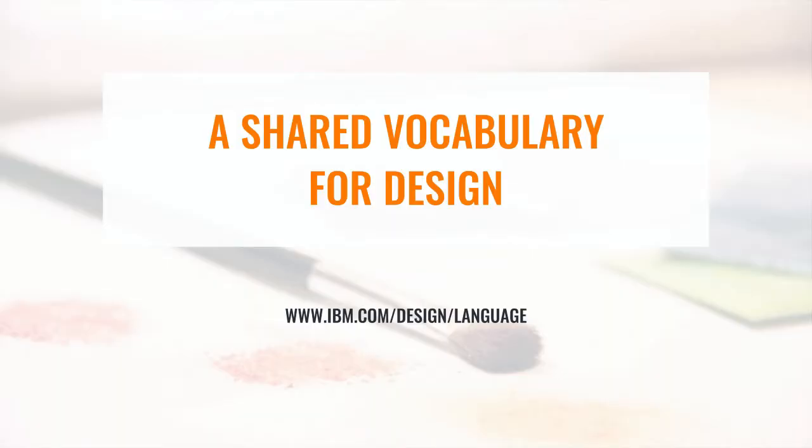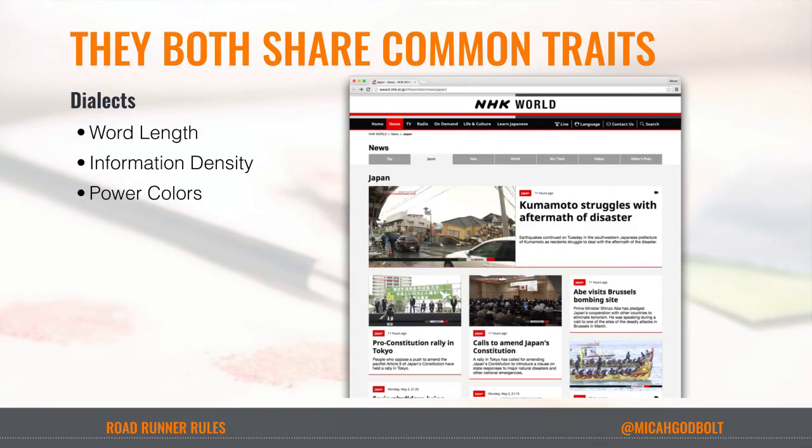But that's not the only similarity between that and a verbal language. There's also a lot of commonalities in other parts. IBM defines their visual language as a shared vocabulary for design. So both verbal language and visual language share vocabularies. There's different words that are composed and used within this language. Now, that's not the only similarity. There's a couple other traits that are common between the two. For one, they both have this concept of dialects. Dialects are a difference in language between cultural or geographical differences.